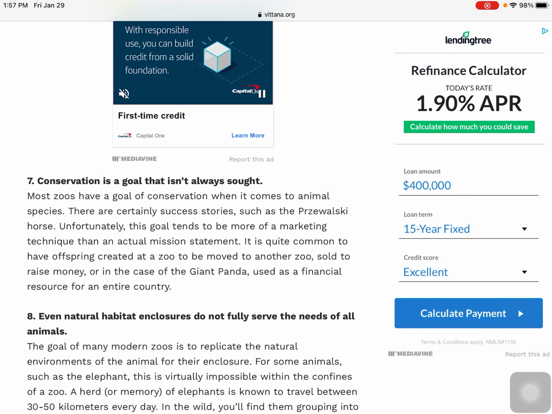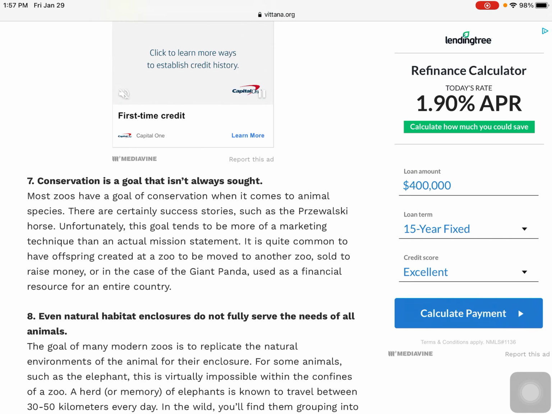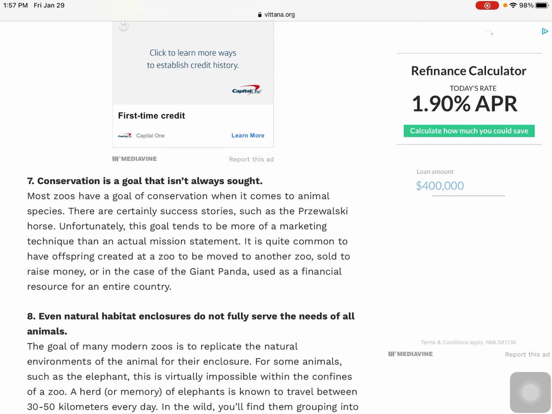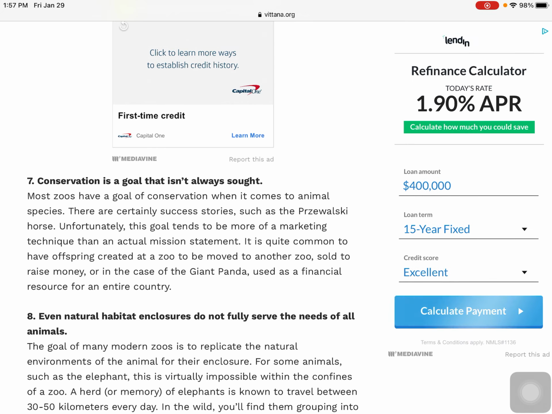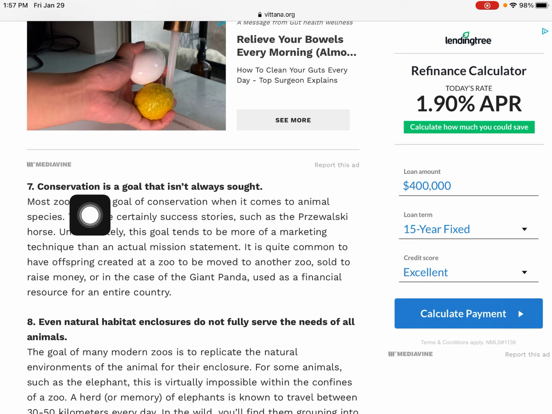Number 7, conservation is a goal that isn't always sought. So they say that conservation is their goal. However, they don't really do that a lot of the time, okay? Instead, they're making money off of these animals, and instead of putting it towards conservation, sometimes they use it for other things in their country.